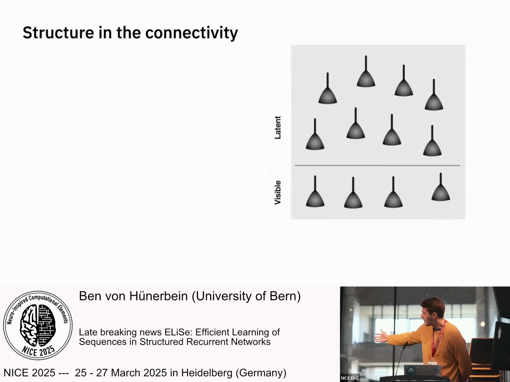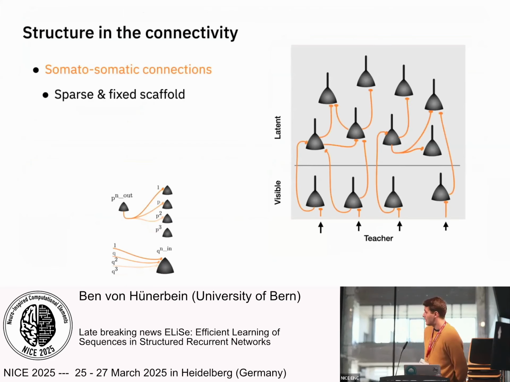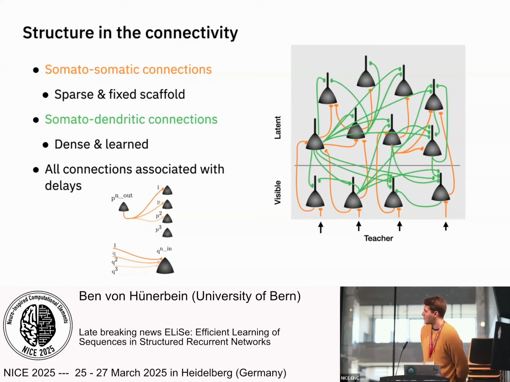So here you see our network. It contains a visible and a latent population. And the only difference between these is that the visible population receives a teaching signal. And what we do is we introduce structure by algorithmically generating a sparse and fixed scaffold of somato-somatic connections. And these pass the teaching signal from the visible into the latent population in a structured way. On top of this, we have a dense matrix of somatodendritic connections, and these are learned. All connections in our model are associated with delays.